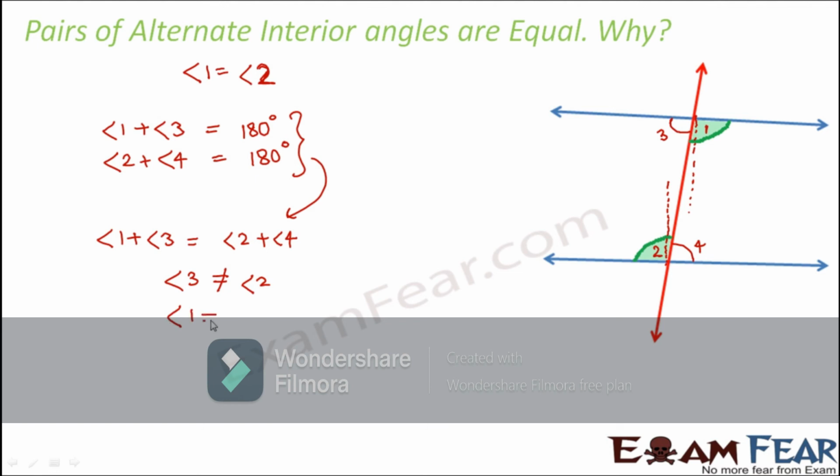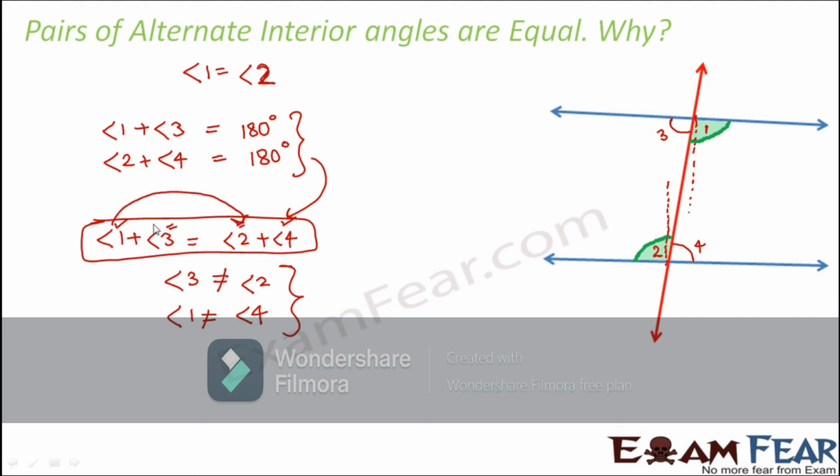Similarly, angle 1 and angle 4 will never be equal, because in both of these cases, if one angle is acute, the other angle is obtuse. So they can never be equal. So angle 3 and angle 2 will never be equal. Similarly, angle 1 and angle 4 will never be equal. So the other possibility that is left is that angle 1 can be equal to angle 2. Similarly, angle 3 can be equal to angle 4.